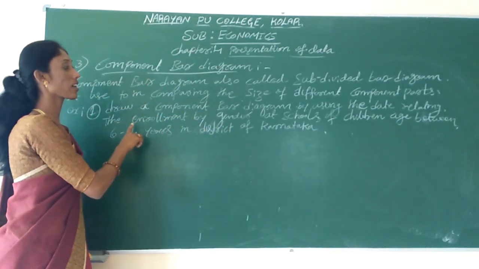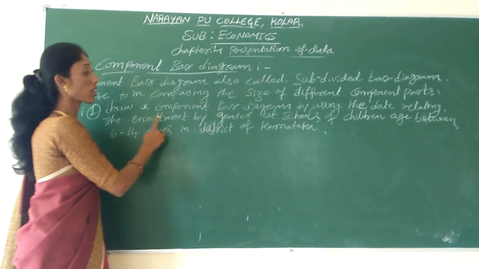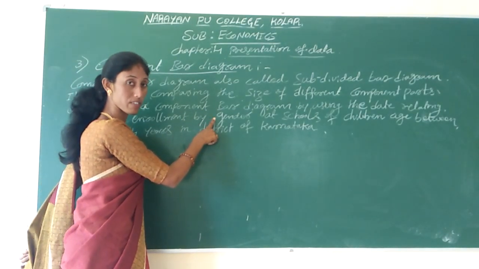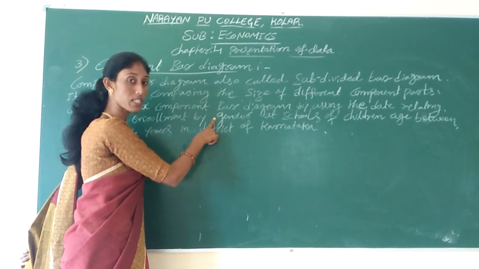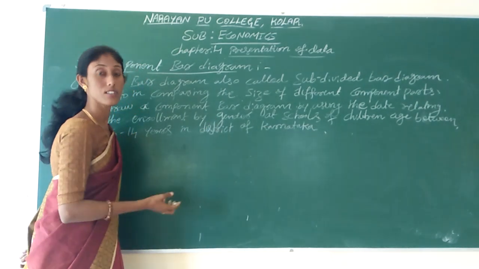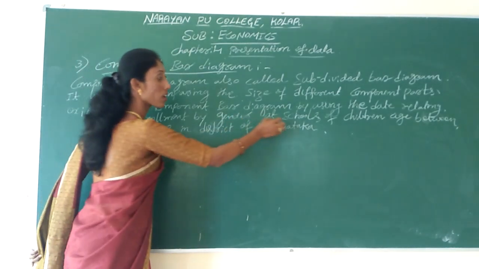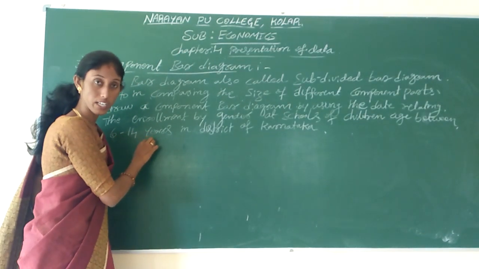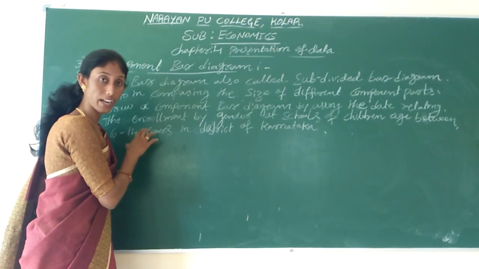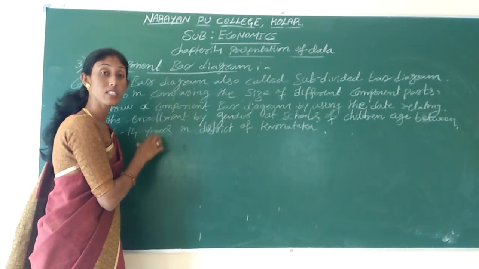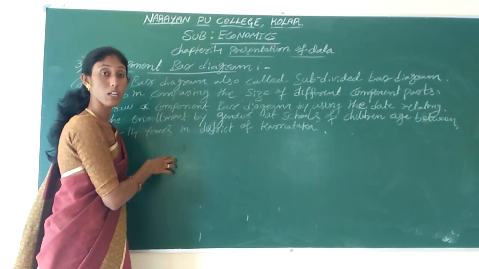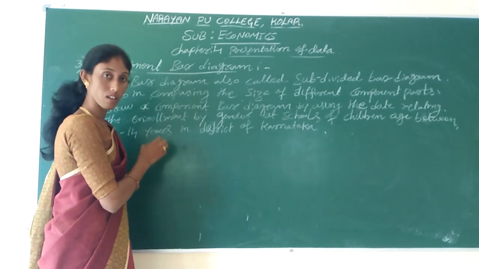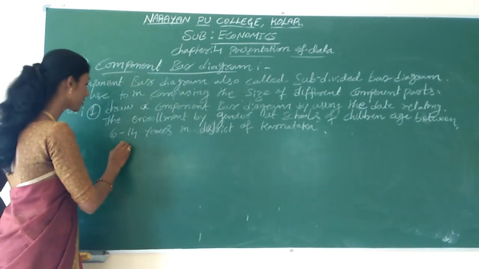We are going to take the data related to enrollment by gender. Gender means male and female, and for those below adult age, boys and girls. We are taking the school enrollment of boy and girl children between 6 to 14 years, and relating to that data we need to draw a component bar diagram. Now take the data which they have given in the question.